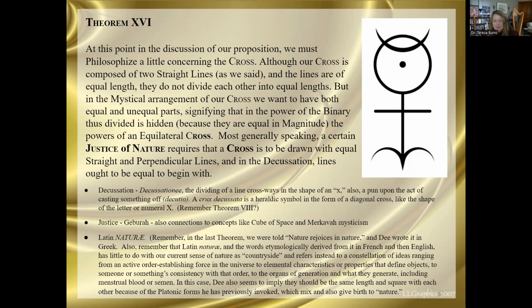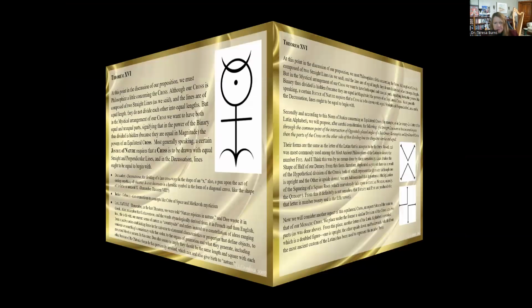In terms of what Dee is doing, he thinks they should be the same length and square with each other, because the Platonic forms that you contemplate, like the regular Platonic solids, that are in the world of being, you contemplate to restore order in the world of becoming, where everything is mixed up and you don't know what is happening. So those forms, by definition, are the same length. They're regular solids. And if we're talking about a square, which he's going to be doing all the way through here, they are square.